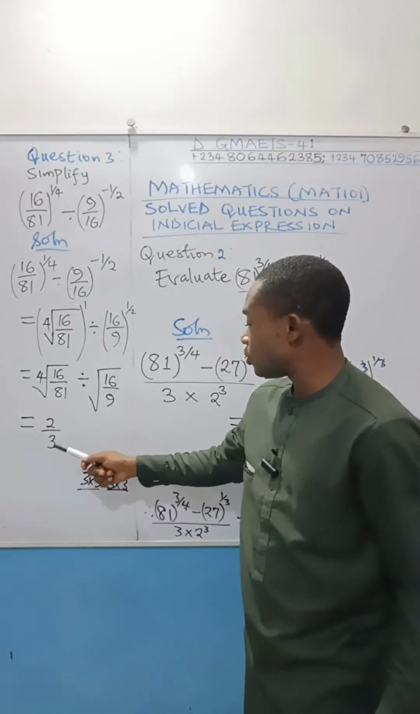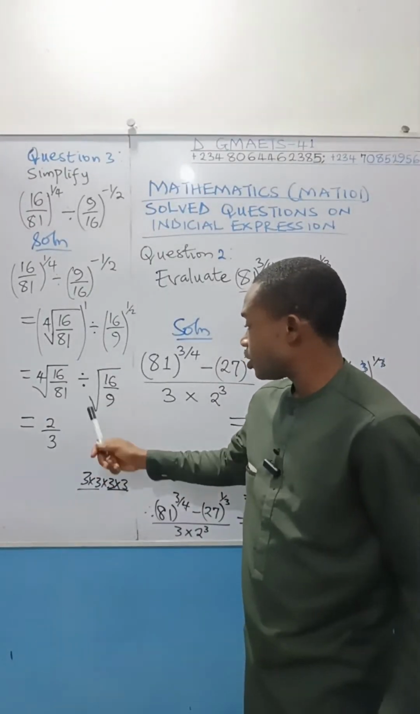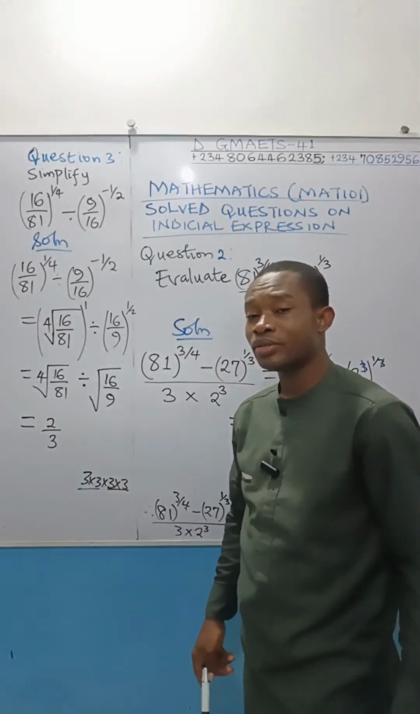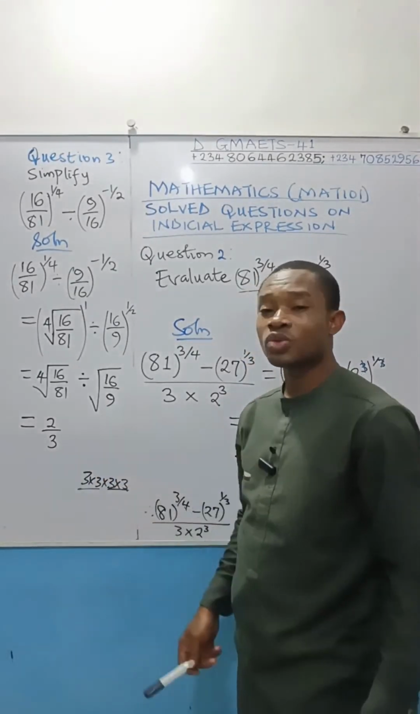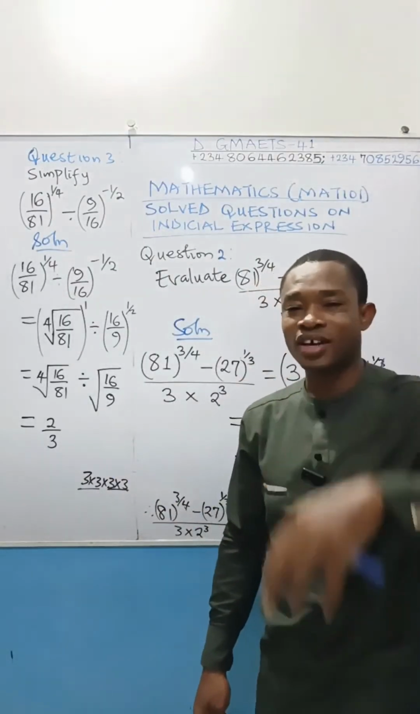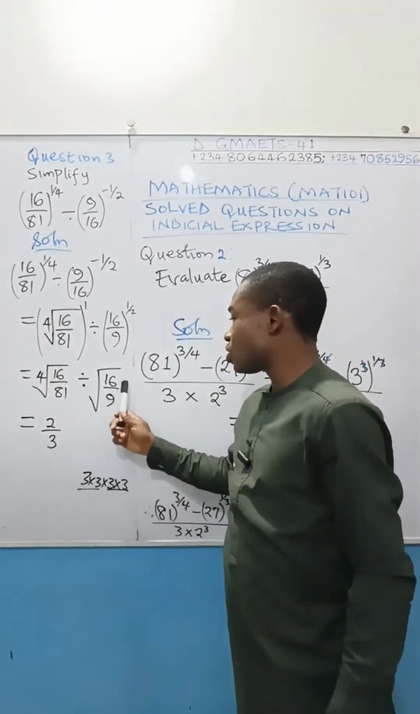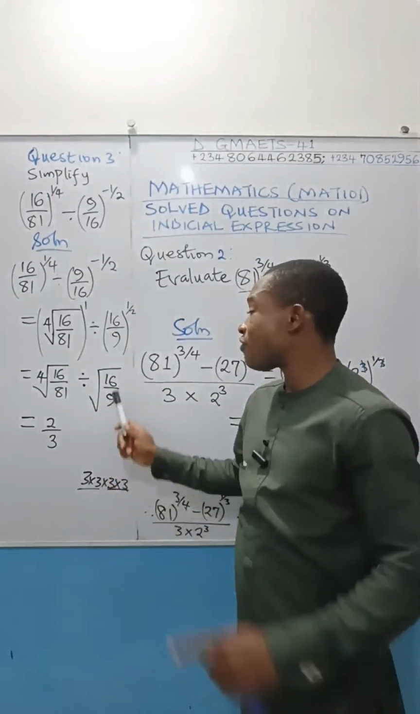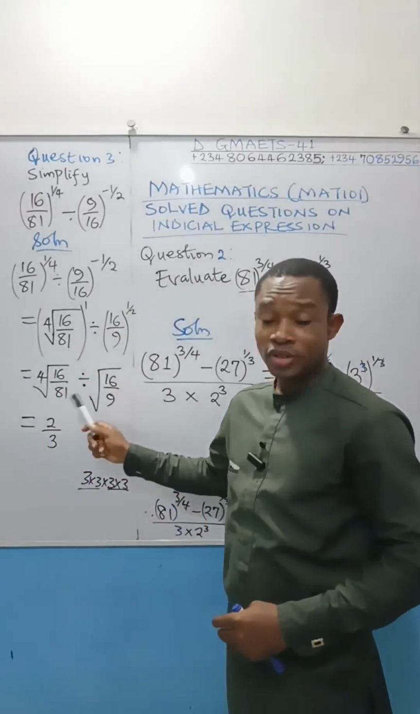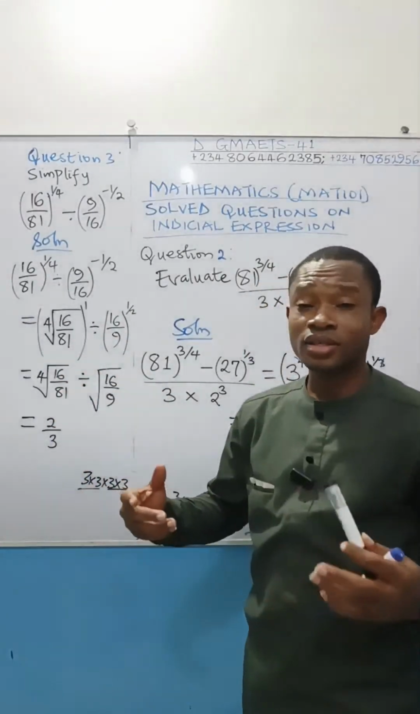If I come to this particular term, this is square root of 16, square root of 9. And square root of 16 is 4. Square root of 9 is 3. Because you're talking of a number you will multiply by itself 2 times to get these guys. If you have 4 times 4, you get 16. So square root of 16 is 4. Square root of 9 is 3.